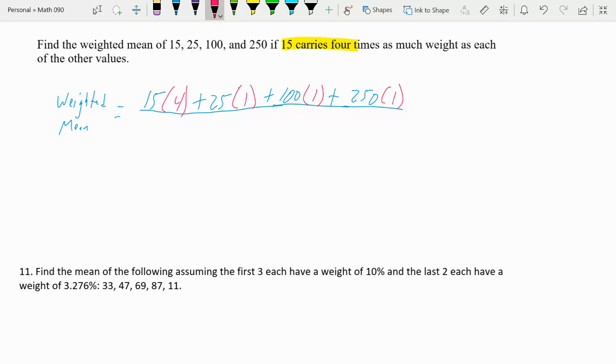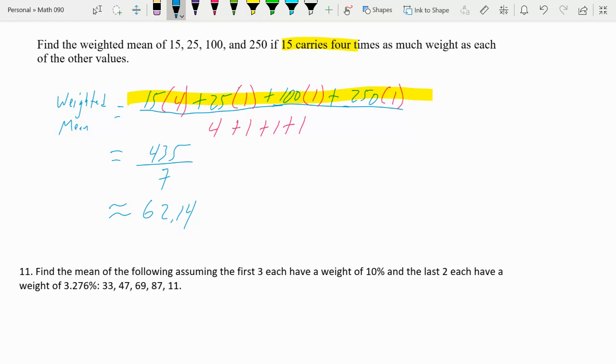Okay, and now what we're dividing by is all those weights. So there's 4 plus 1 plus 1 plus 1. That's all we're doing, dividing by those weights. When I typed in the whole numerator on my calculator, I ended up with 435 over 7. So it gives me approximately 62.14. So there would be my weighted mean.